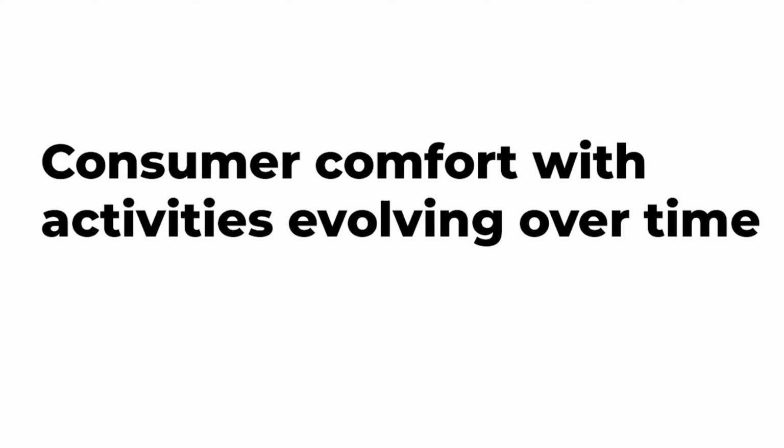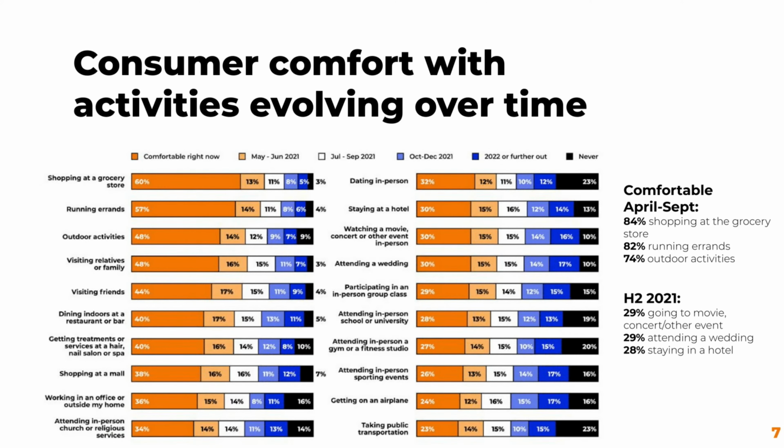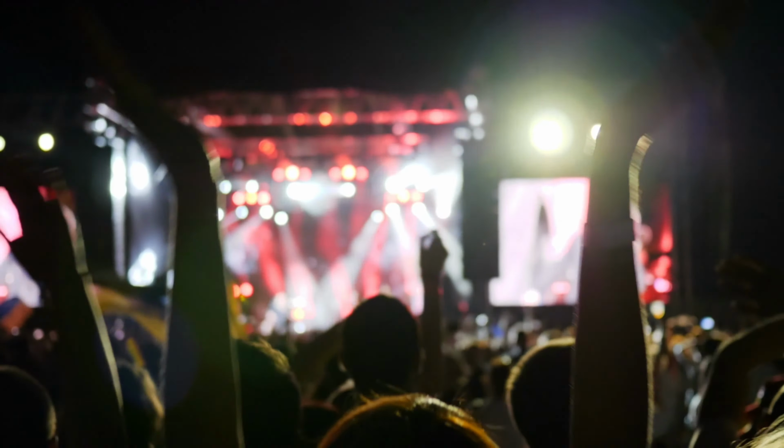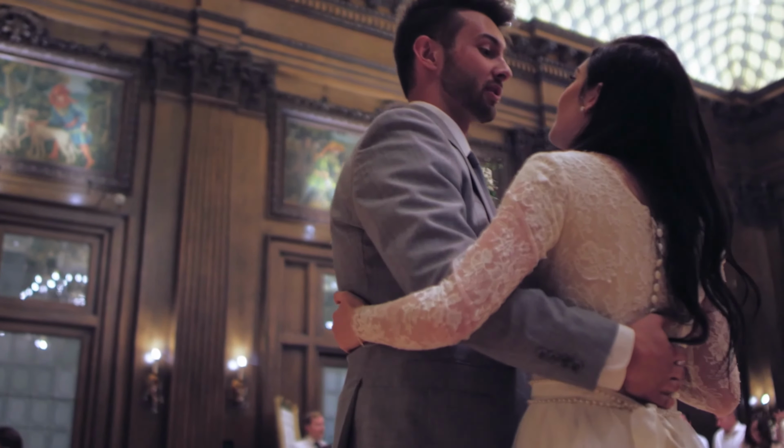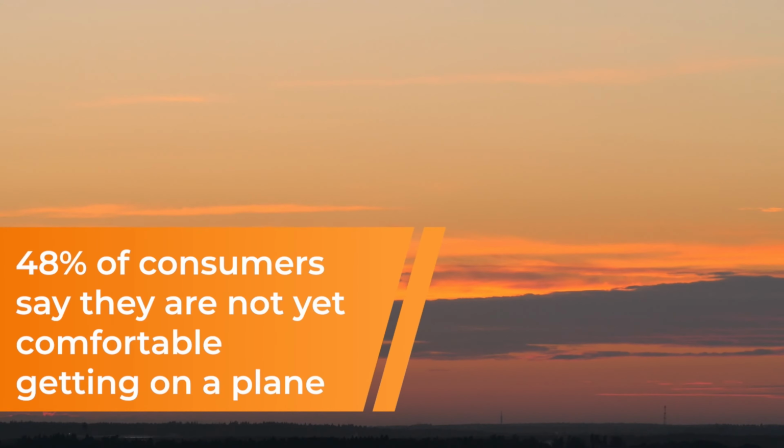So how have consumers changed in their comfort activities over time? At various points, people have had different comfort levels related to activities due to the coronavirus pandemic. At this point, the majority of consumers have been increasingly comfortable shopping in a grocery store, running errands, or outdoor activities. But it's really not until now, in the second half of 2021, that most consumers say that they're comfortable with activities around large numbers of people, like going to the movies or a concert, staying in a hotel, or even attending a wedding. But about half of respondents, about 48%, still say they're not comfortable enough to get on an airplane quite yet. So there's a little bit of trepidation there.